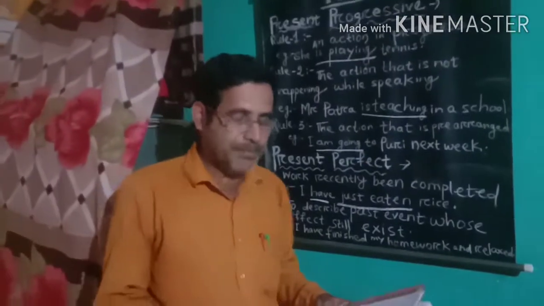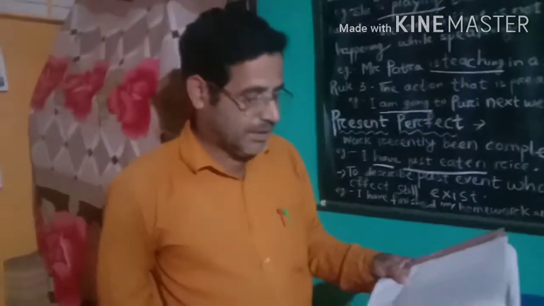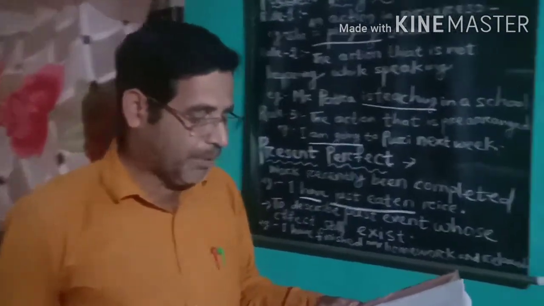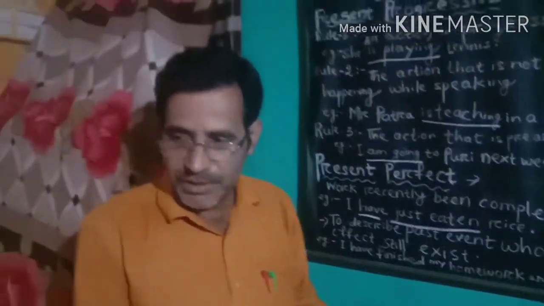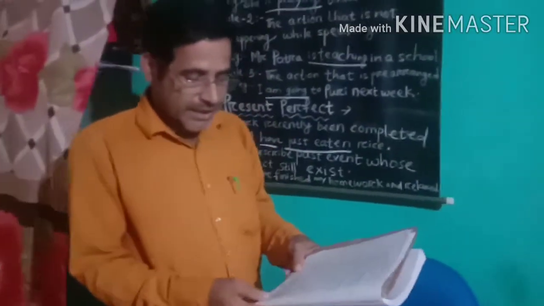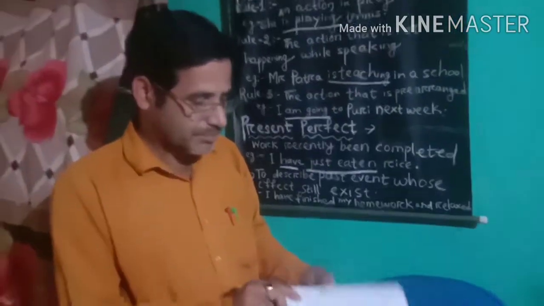The past simple and past progressive. For the action that was continuing in the past, the verb becomes past progressive, and the other verb becomes past simple. For example, when I reached Ram's house, he was taking his lunch.